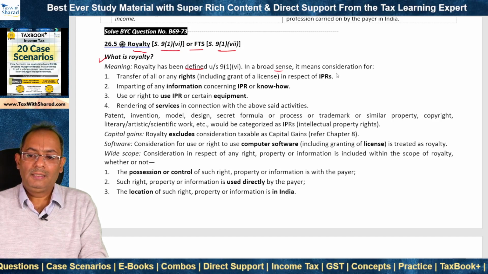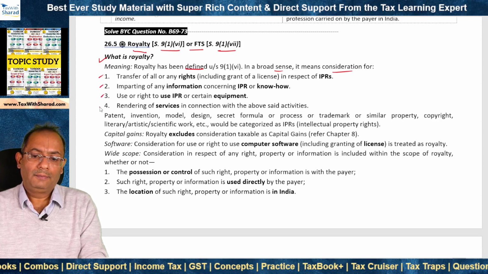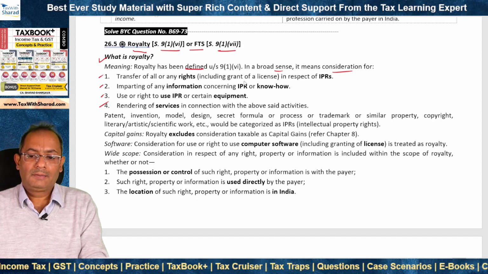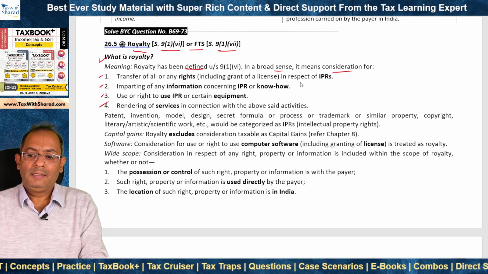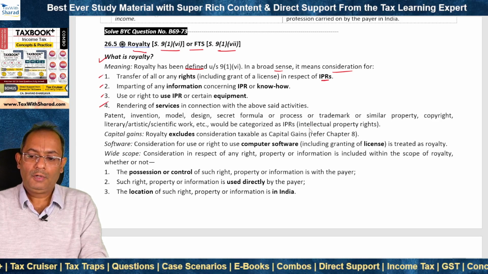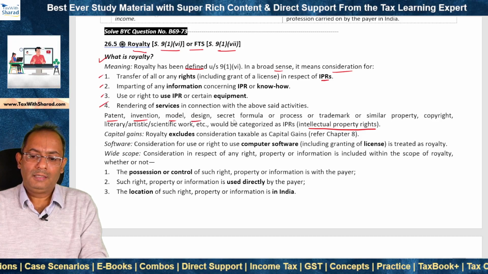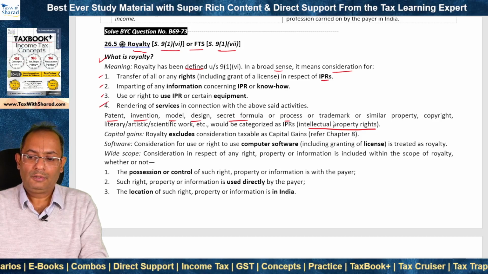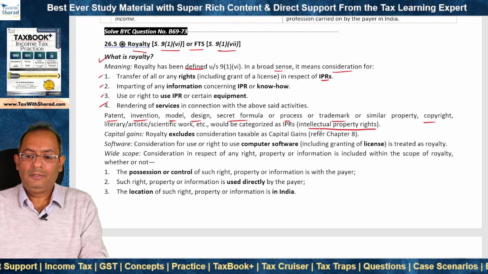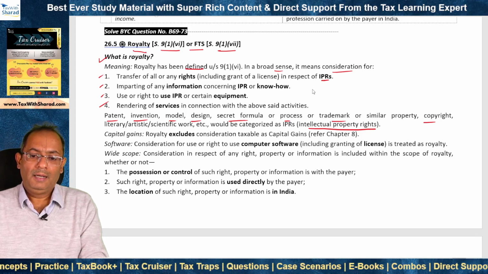And in a broad sense, it means what? It means consideration for the following, right? So if there is transfer of all or any rights, including grant of a license in respect of IPR. What is IPR? IPR is basically intellectual property rights. For example, patent, inventions, model, design, secret formula or process, or trademark, copyright, right? These kind of things are generally said to be in the nature of intellectual property rights or IPRs.